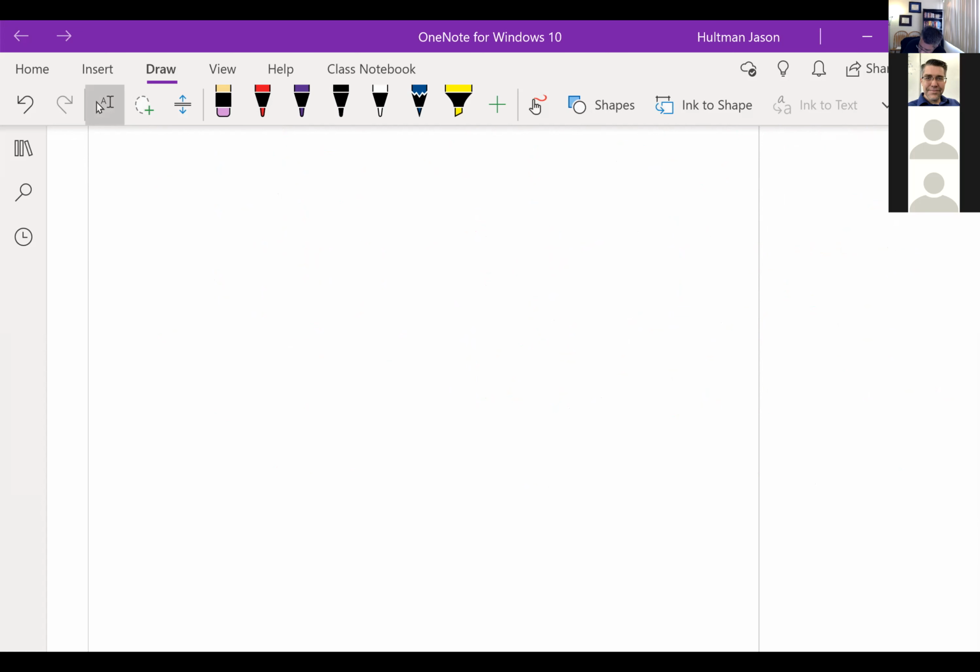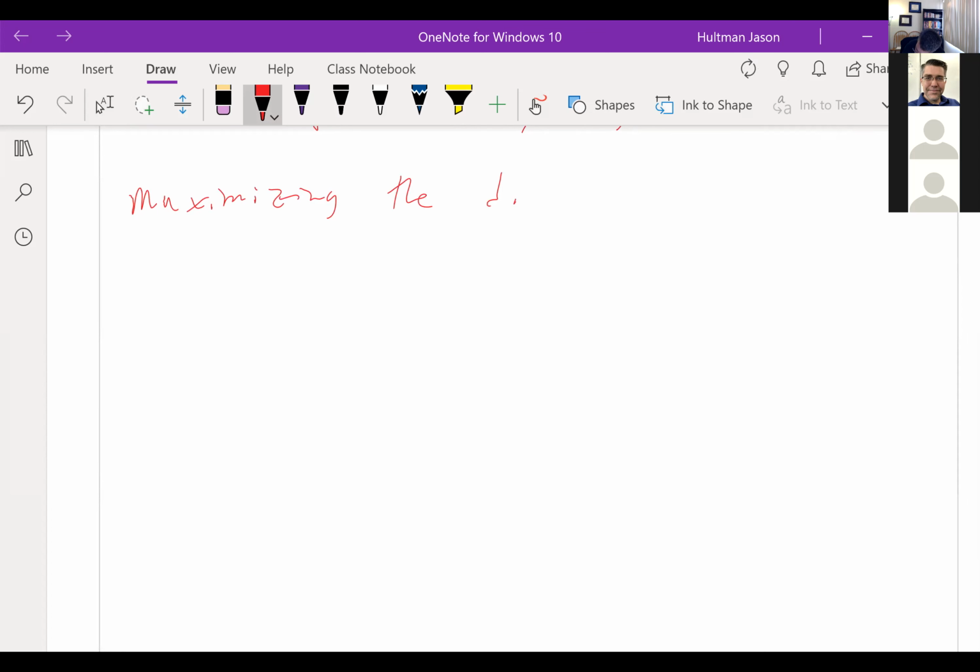Okay, maximizing the directional derivative.